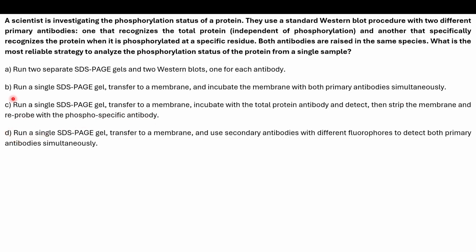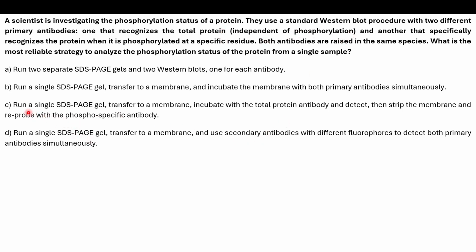Or would you, this is the option, or would you really run a single SDS-based gel, transfer it to membrane, and use secondary antibodies with different fluorophores to detect both primary antibodies simultaneously. Again, this option also suggests that the primary antibody has already bound to both the proteins. Now, one of the antibodies actually recognizes the proteins irrespective of the phosphorylation status, right?